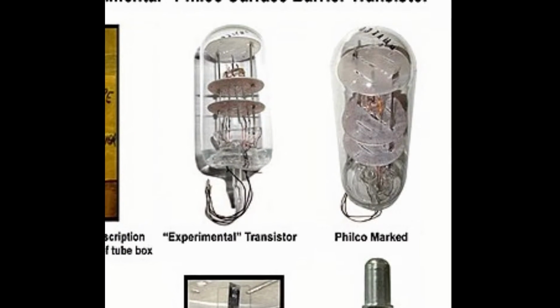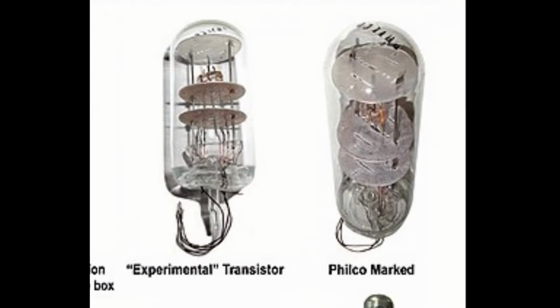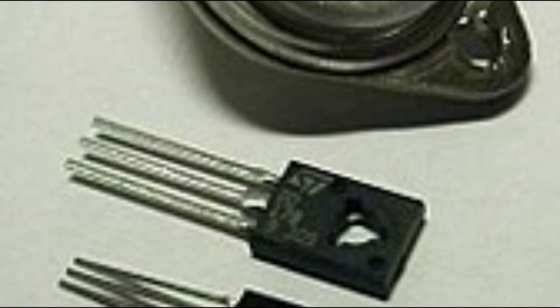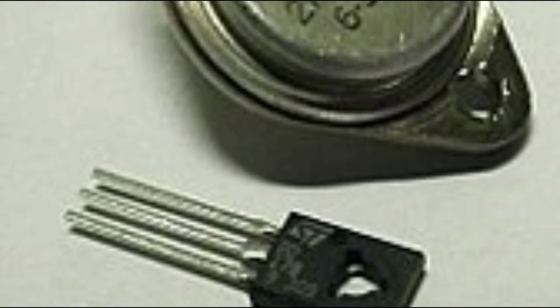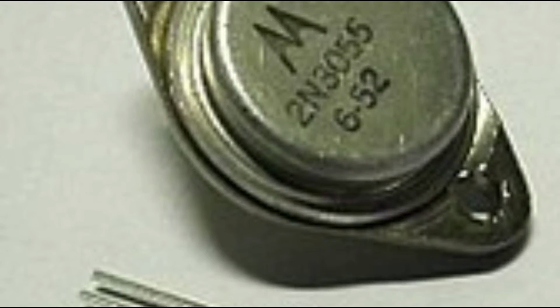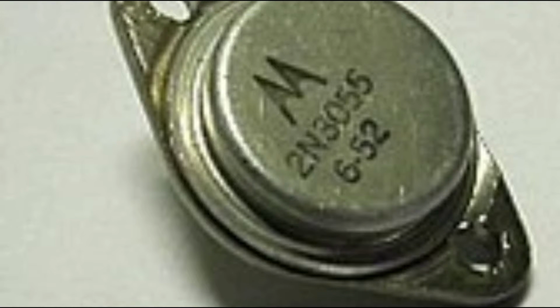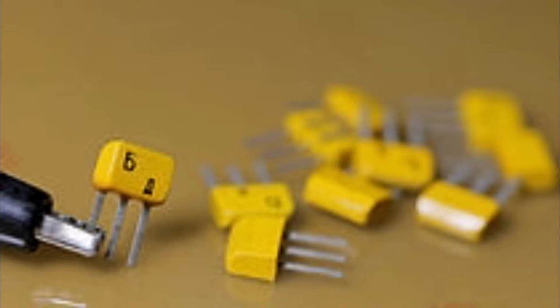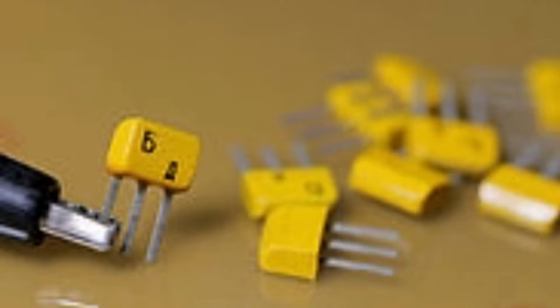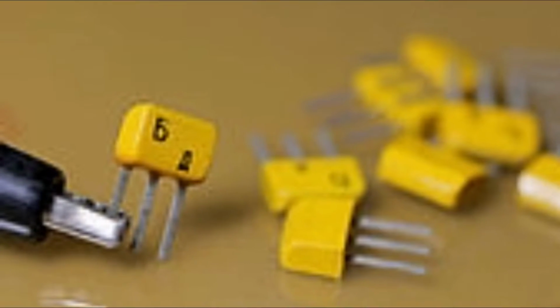The transistor revolutionized the field of electronics and paved the way for smaller and cheaper radios, calculators, and computers, among other things. The transistor is on the list of IEEE milestones in electronics, and Bardeen, Brattain, and Shockley shared the 1956 Nobel Prize in Physics for their achievement.